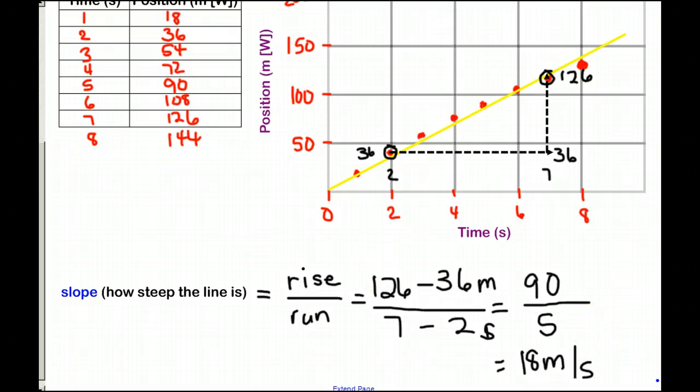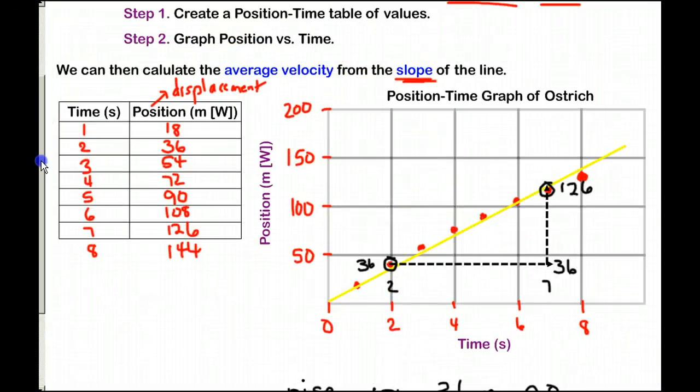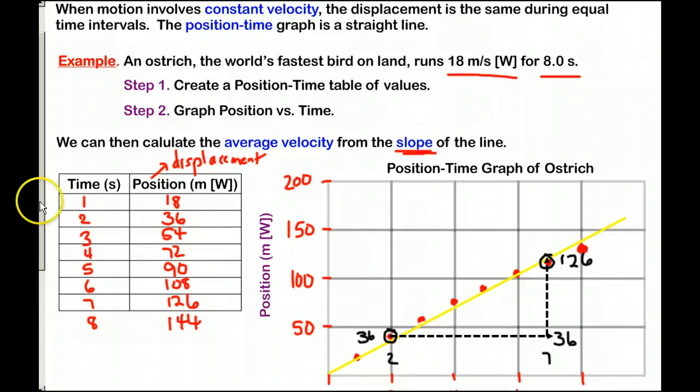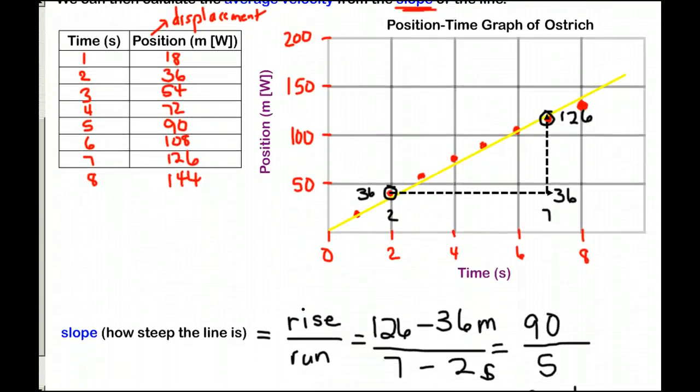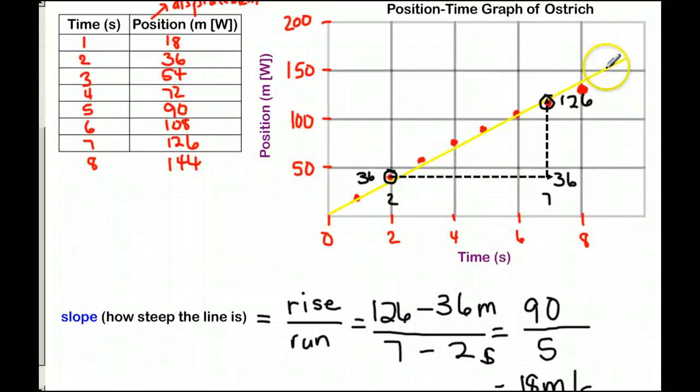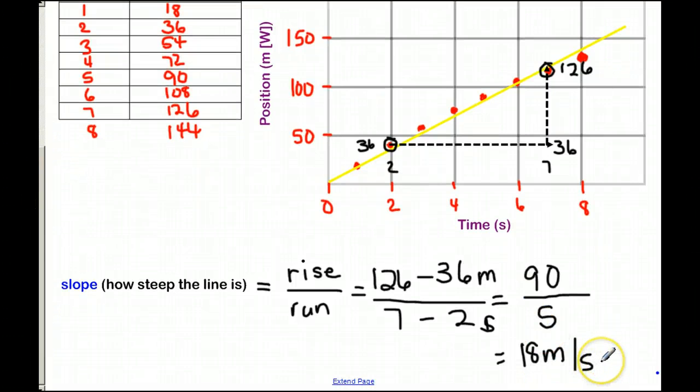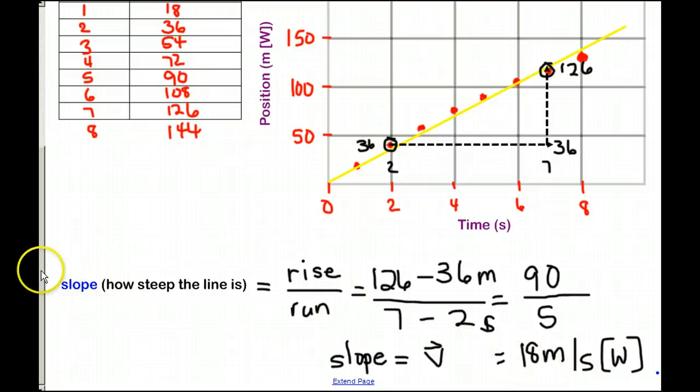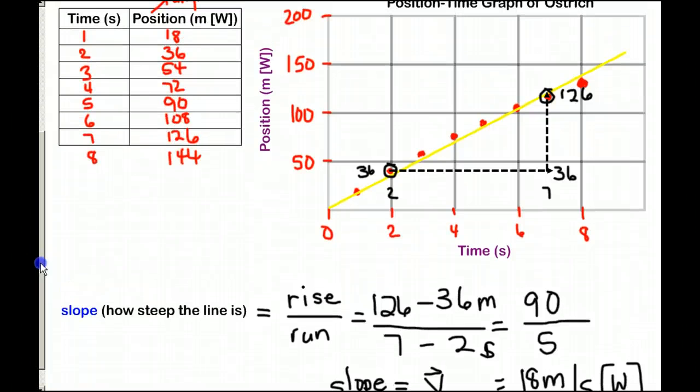So why did we do this if they told us that it was 18 meters per second? Because I wanted to use an example. If we know the speed and it's running at a constant velocity or speed, then we can actually create a graph, calculate the slope, and double check our answer. Our slope should turn out to be the same. So this was in the west direction. Remember that this is what we've just found out is average velocity. That's a vector. So slope is equal to velocity on a position time graph when we have a straight line and constant velocity. So it's just another way of finding out the same information we did with the formulas.